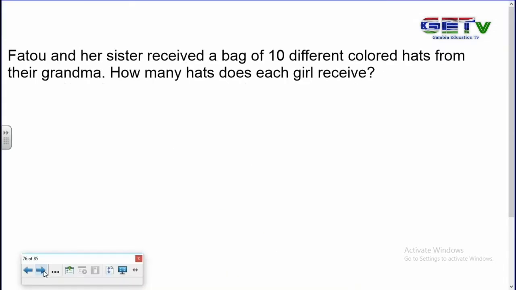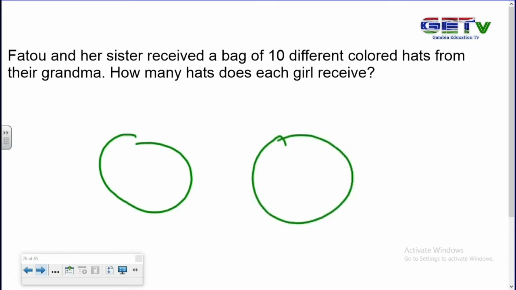Let's come to another example. Fatu and her sister received a bag of 10 different colored hearts from their grandma. How many hearts does each girl receive? In this question, it is just like they are sharing the 10 different colored hearts from their grandma. If these are the hearts, this is Fatu, and this is her sister.